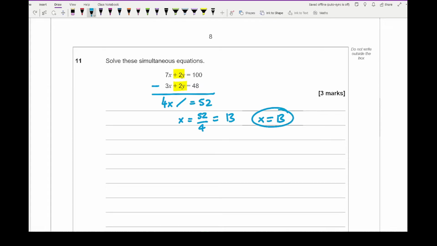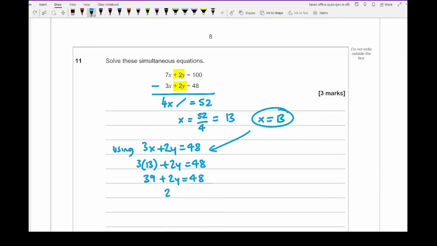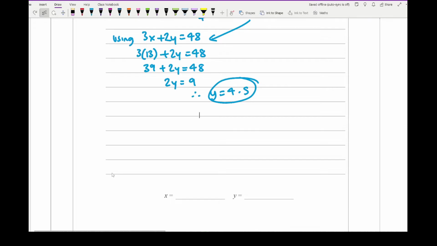Then once I know the value of x, I pick one of the equations. So using 3x plus 2y equals 48, substituting x equals 13, I've got 3 lots of 13 plus 2y equals 48. 3 times 13 is 39, so 39 plus 2y equals 48. Then taking the 39 over to the other side, I get 2y equals 9, giving me a y value of 4.5. So there are my two values of x and y: x equals 13 and y equals 4.5, or you could write it as a fraction of 9/2.